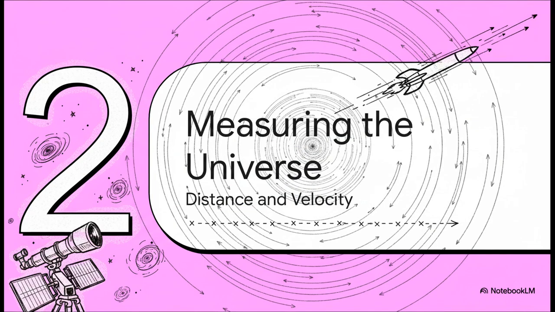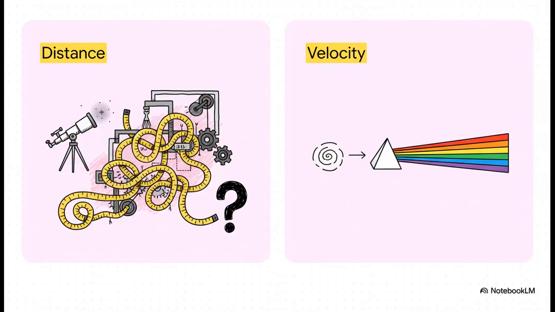So to crack this code, Hubble knew he needed to gather two key clues for every nebula he could observe. First, how far away is it? And second, how fast is it moving? Now what's fascinating is that getting these two pieces of info was not equally easy, at all. Measuring velocity, that was actually pretty straightforward. You just analyze the light from the galaxy, see how its spectrum is shifted, and boom, you get what's called its radial velocity.